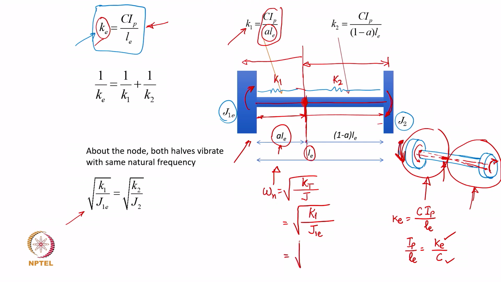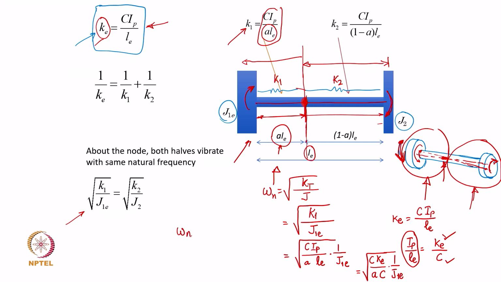So, this K1 is C IP over A into LE, and then 1 over J1E. Now, make a note here that if I replace IP over LE by this value, I will have all the parameters completely known numerically. C is known numerically, IP over LE I am going to replace as KE over C. In fact, C will cancel out. A is the only unknown, and 1 over J1E is also known completely. This is the natural frequency of this part.